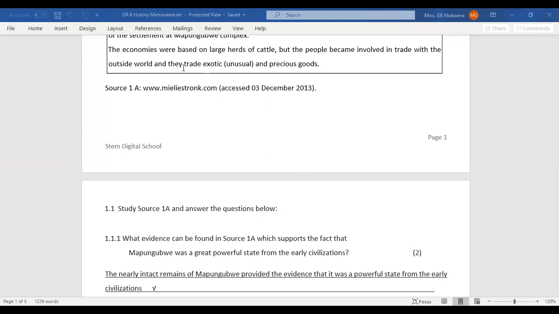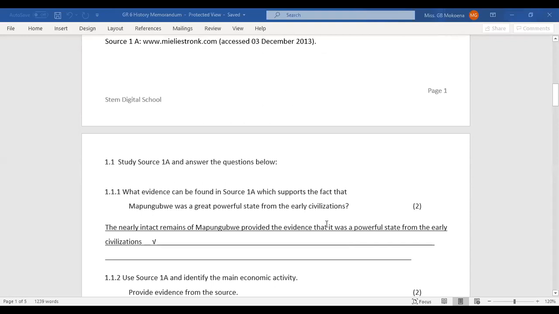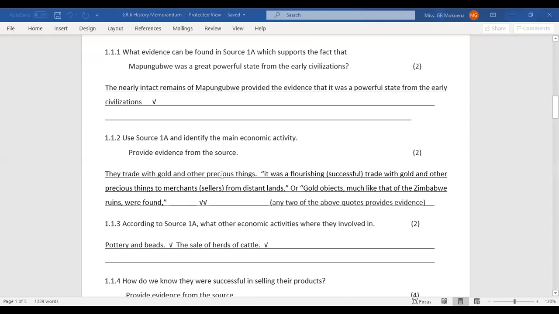Okay, so your answers are relevant and they were correct. The exact answer is that the nearly intact remains of Mapungubwe provided the evidence that it was a powerful state from the early civilization. Okay, let's move to number 2.